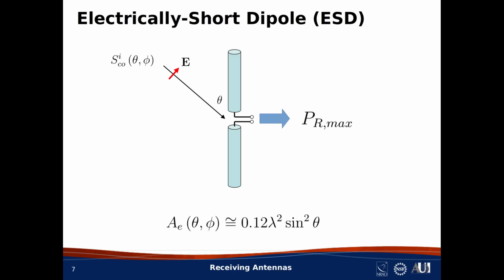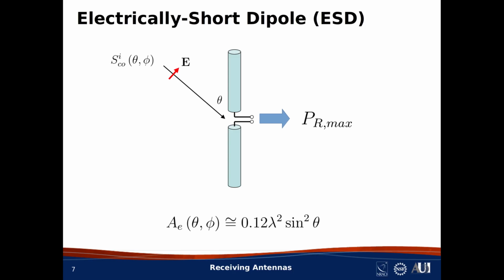For the ESD, we find that the effective aperture, A sub E, as a function of theta and phi, is given by the expression now appearing at the bottom of your screen. A sub E is about 0.12 times wavelength squared, times sine squared theta. As we anticipated, A sub E depends only on theta and not on phi. Also, as you perhaps anticipated, A sub E is 0 for theta equals 0. That is, when the wave arrives from along the axis of the dipole. And also, A sub E is maximum when theta equals 90 degrees. That is, when the wave arrives from any direction broadside to the dipole.